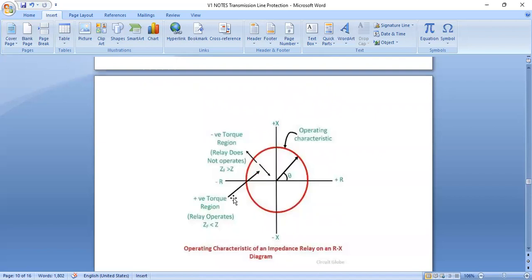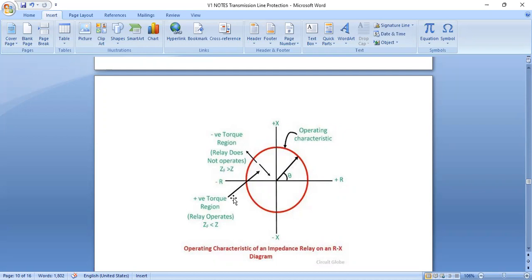For this impedance relay, the question is: explain how the impedance relay is used for transmission line protection, derive its torque equation, and draw the R-X plane.